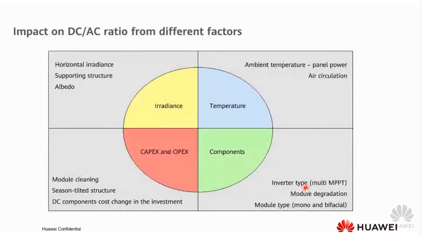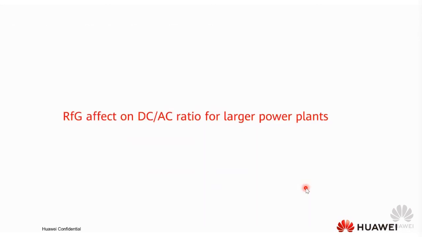So this was about the idea and the theoretical part of the LCOE calculation. Actually, this LCOE method and calculation is used in many countries. Although in some countries it is not that common to use, probably in the future it will be used more than it is at the moment. So let's see what will be the effect of the grid requirements, and especially the so-called RFG effect, on the DCAC ratio for larger power plants.